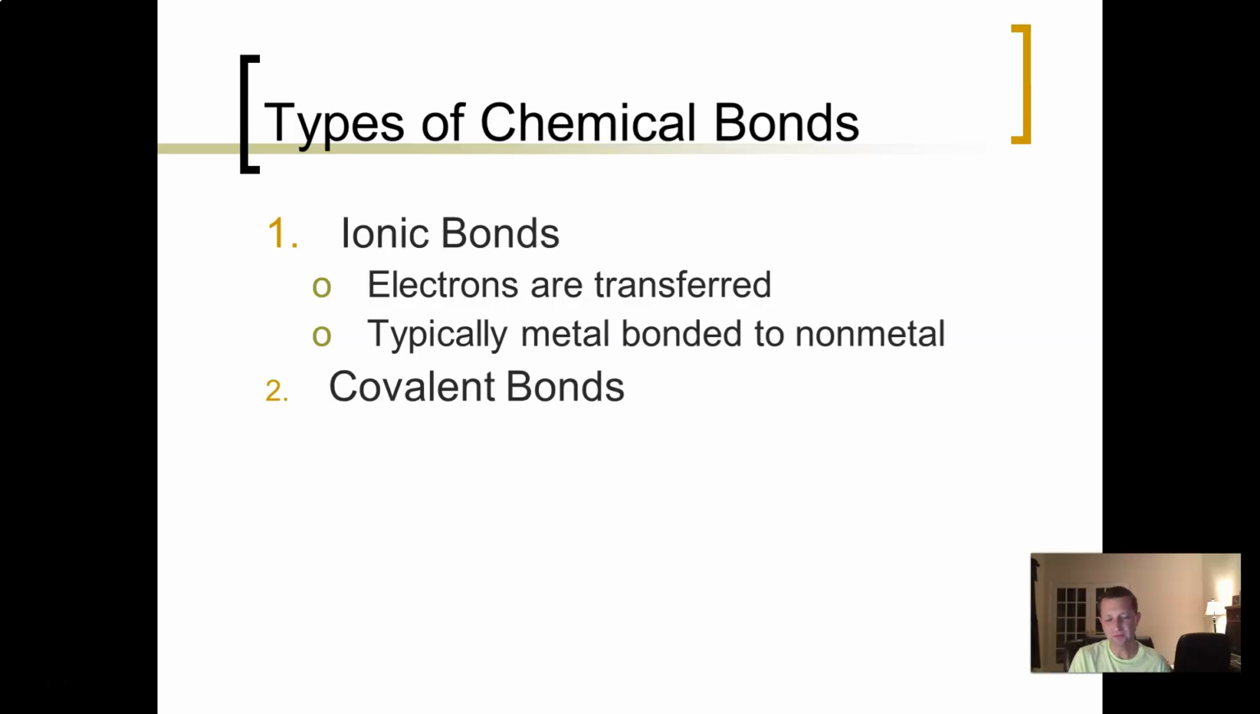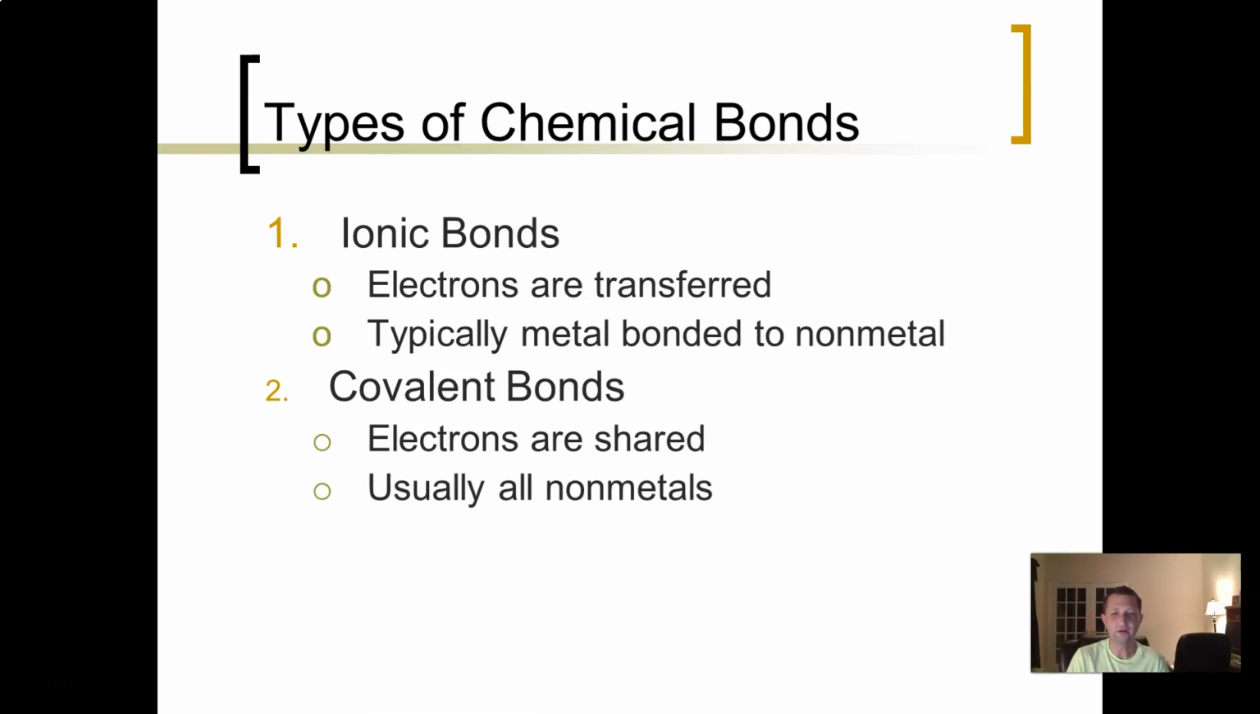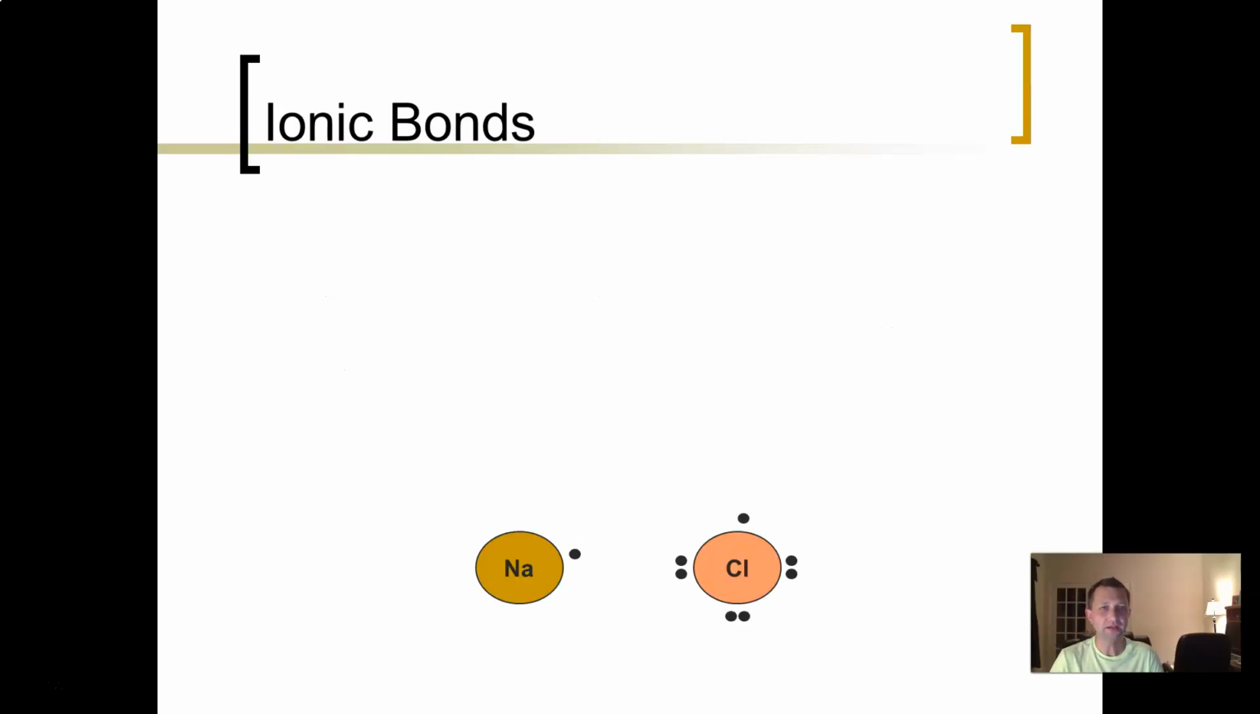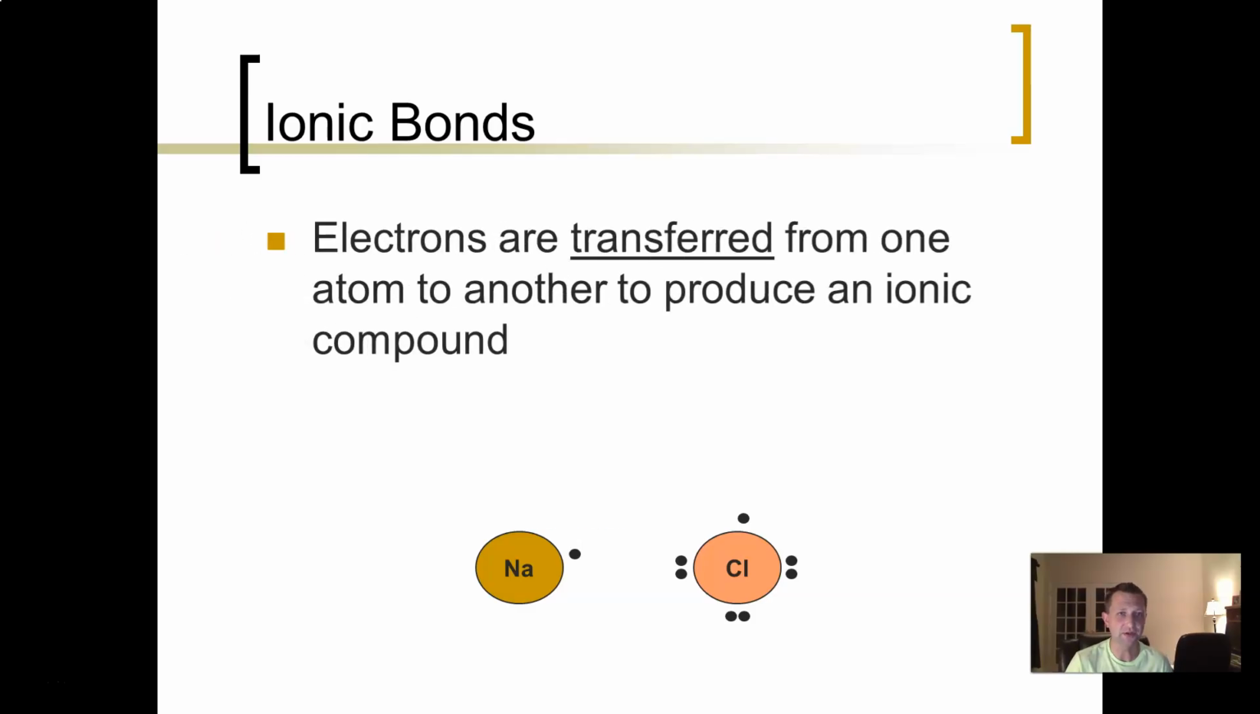Covalent bonds, which we'll focus on a little bit later, that's when electrons are shared, sometimes equally, sometimes unequally, and that's when we have all nonmetals. So ionic is the focus of the day here. Electrons are transferred from one atom to another to produce an ionic compound. So here we have table salt, NaCl. You can see sodium with its 1 valence electron, right? Chlorine with 7. Chlorine has a very high electronegativity value, one of the highest on the periodic table, and sodium has a relatively low one.